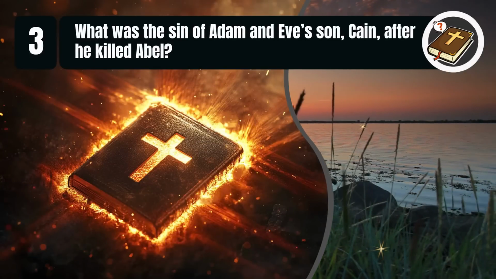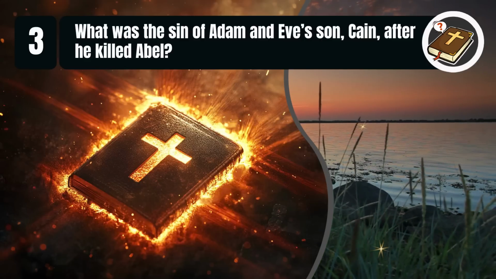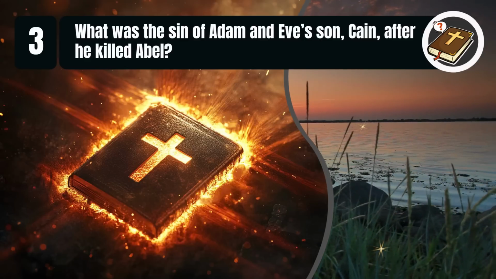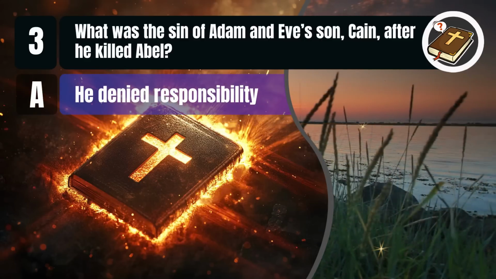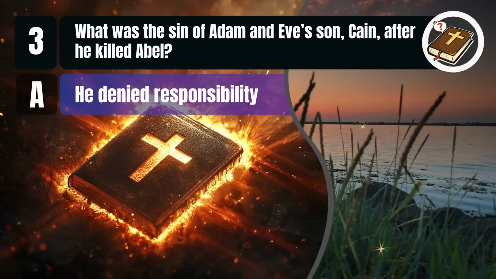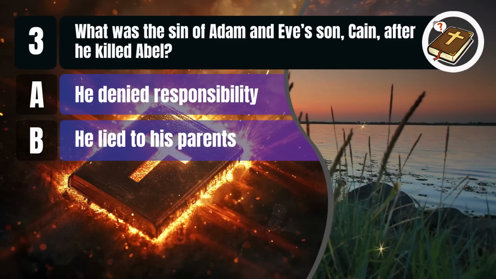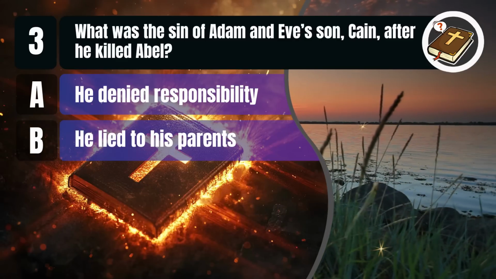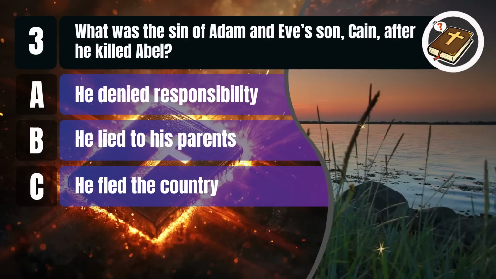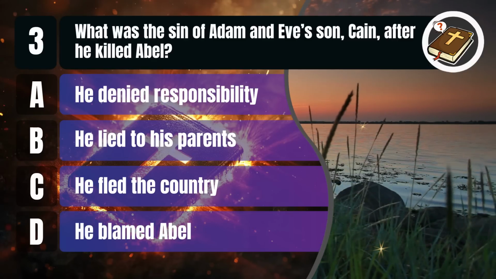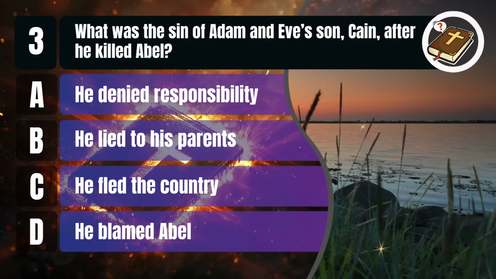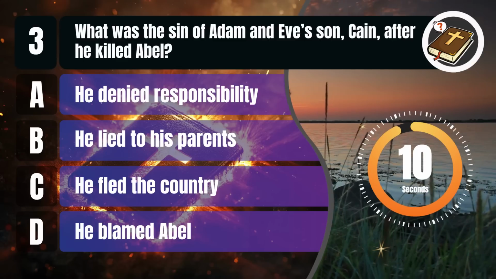Question 3. What was the sin of Adam and Eve's son, Cain, after he killed Abel? A. He denied responsibility. B. He lied to his parents. C. He fled the country. D. He blamed Abel. You get 10 seconds.